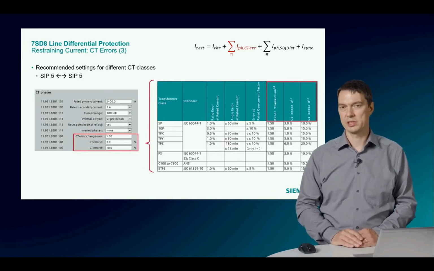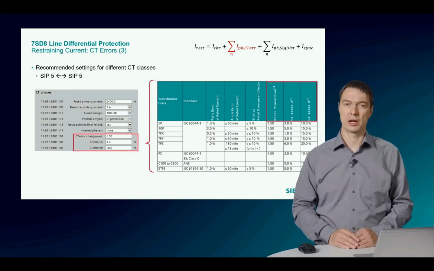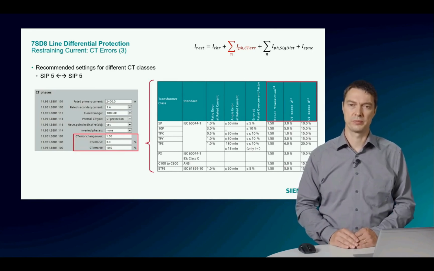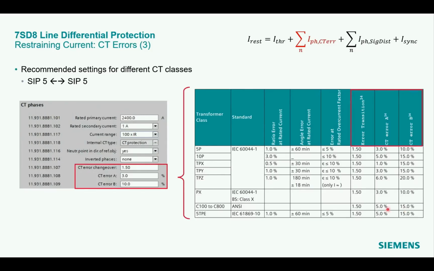The factors for the CT error A and B are a recommendation from Siemens based on the normative CT errors for the different CT classes. In the relay manual, you will find this table for the CPROTEC 5 to CPROTEC 5 communication. For different current transformer classes, 5P, 10P, TPX, and so on, IEC and ANSI types, the recommended settings for the CT error A and B are provided by this table.